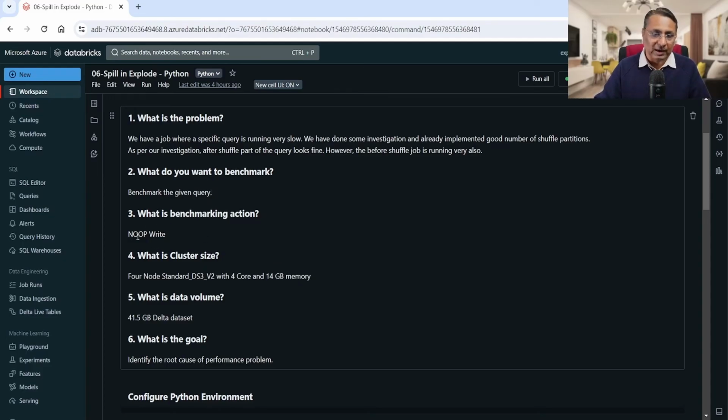So what is the benchmarking setup? What is the cluster size? We will be using 4 worker nodes. Each node comes with 4 CPU cores and 14 GB memory. So in total, 16 CPU cores and 56 GB memory.